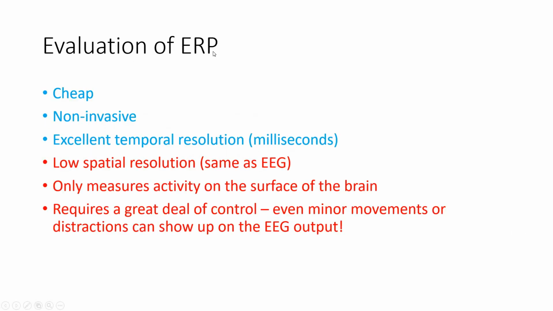So evaluation for ERP is basically the same as EEG. It's cheap, it's non-invasive, it has excellent temporal resolution as well. So this can tell us about the changes in brain activity in response to that stimulus being presented to the millisecond. It's very, very good. However, same as EEG, poor spatial resolution, only measures activity on the surface of the brain, and it does require a great deal of control in this case. So even very minor movements or distractions can show up on the output.